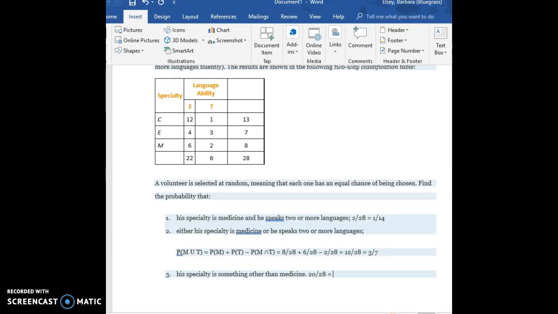And again, we can reduce that. 4 goes into both the top and the bottom. So that will give us 5 out of 7.